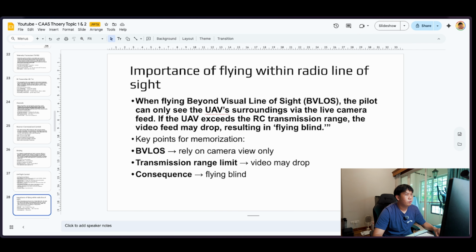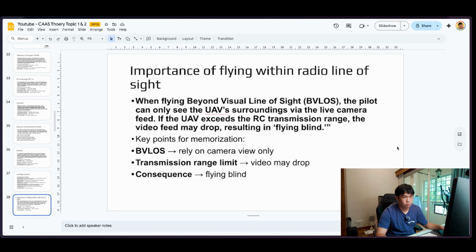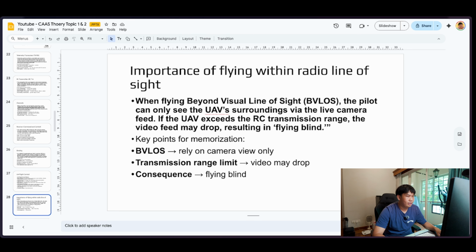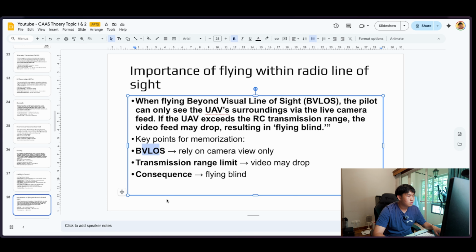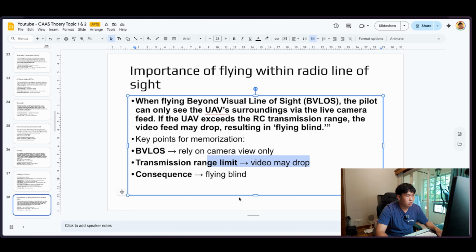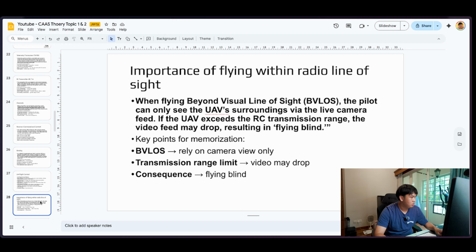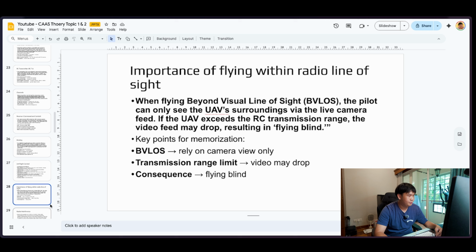So, importance of flying within the radio line of sight so that you don't get a drone missing. Beyond line of sight is like flying blindly. Okay. So it relies on camera view. BVLOS. Okay, very important to remember. Transmission range limit. Video may drop. So meaning that if you go far away, the video resolution may drop and suddenly you lose connection. The consequence is flying blind, meaning that the drone just disappeared. Okay, don't do that in Singapore, or don't do that in other countries also.